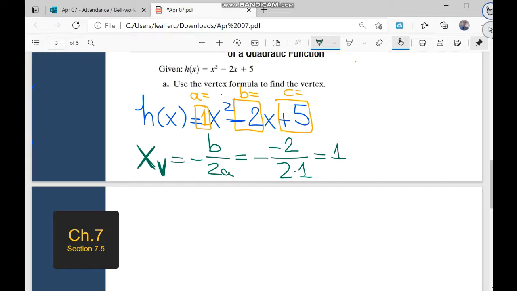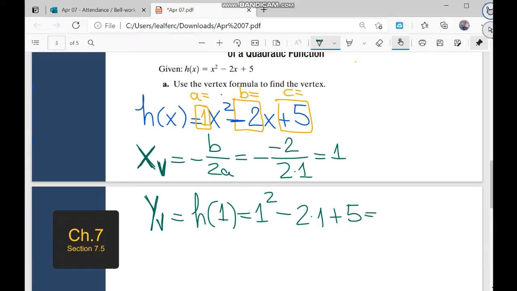Now we plug in this number to find y of the vertex. Plugging into the function, h of 1 equals 1 squared minus 2 times 1 plus 5, and then we have 1 squared is 1, minus 2 is negative 1, plus 5, positive 4.